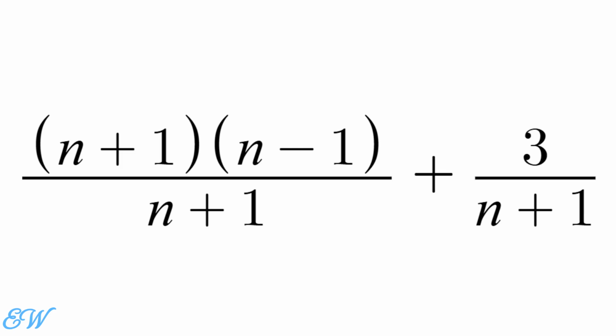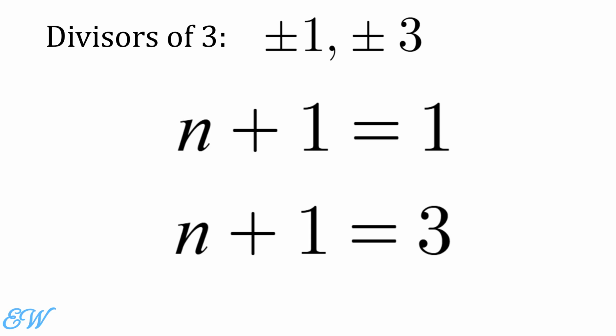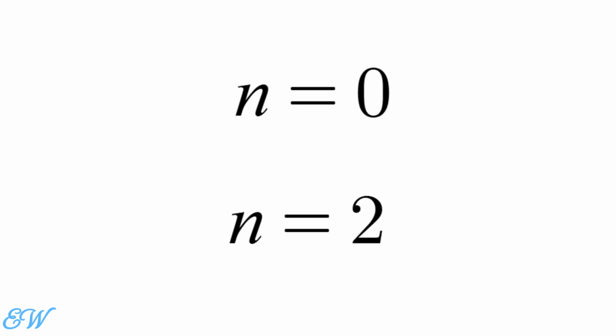3. Now, right here, we have that the divisors of 3 are plus or minus 1 and plus or minus 3. We want the positive solutions to this equation, so we can plug in 1 and 3. If we now solve these equations out, we get that n is equal to 0 or n is equal to 2, but n is equal to 0 is not a positive solution, so n is equal to 2 is our solution.